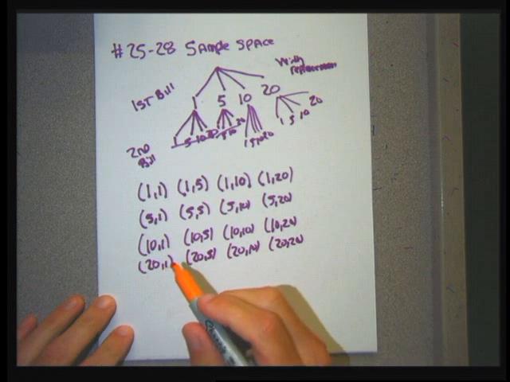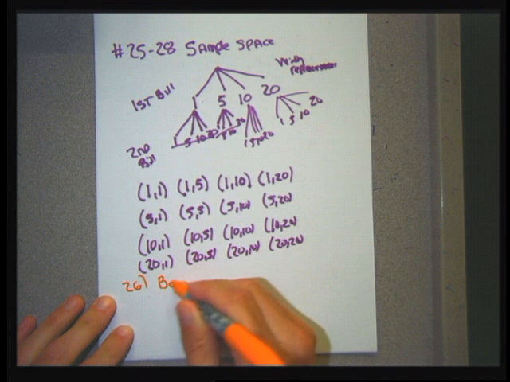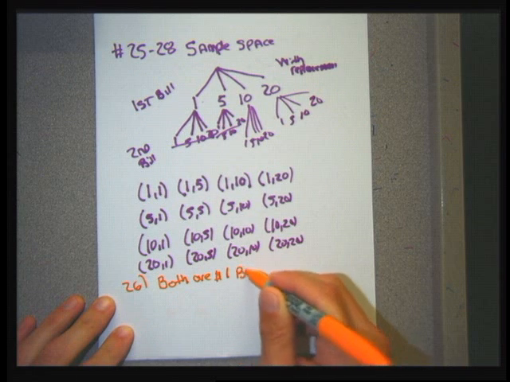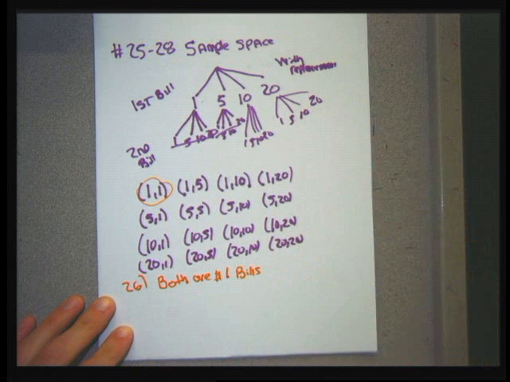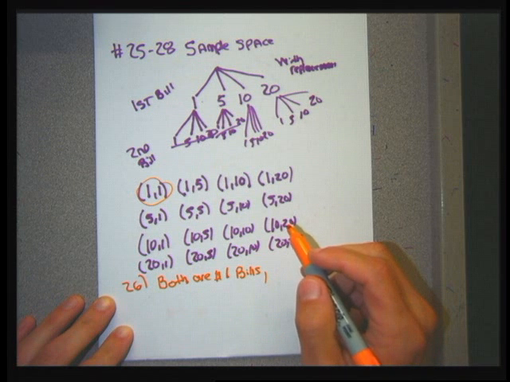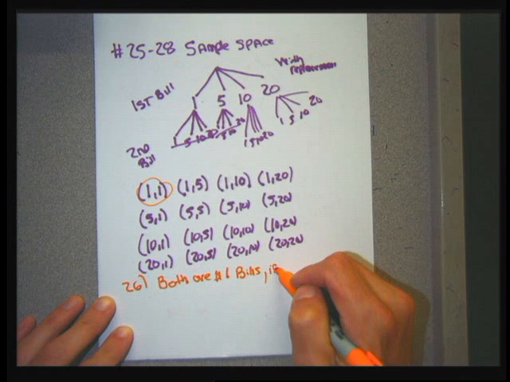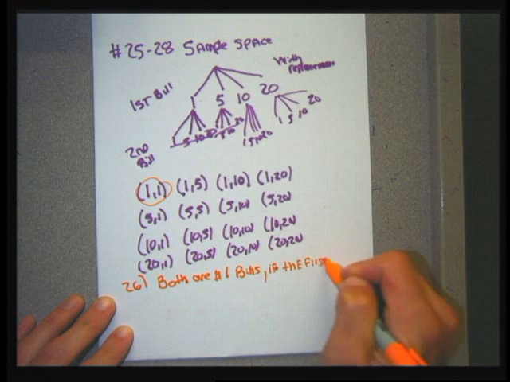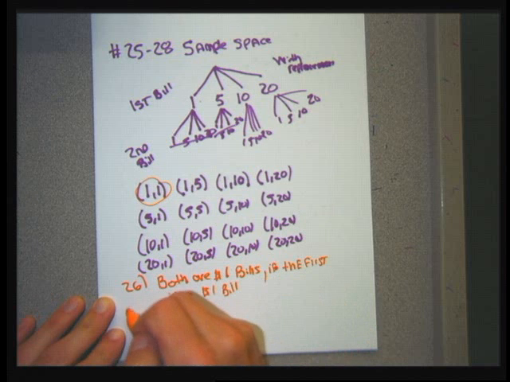Problem number 26 says, what's the probability that both are $1 bills? In general, it would be 1 in 16, because of the 16 combinations here, there's only one that has two $1 bills. But I need a restricted sample space because I have this extra information. And the author gives the extra information by using the word if as opposed to the word given. It says if the first is a $1 bill.